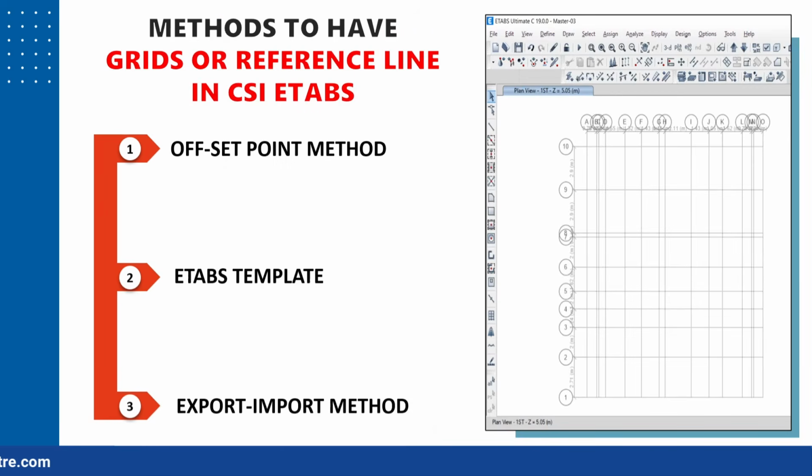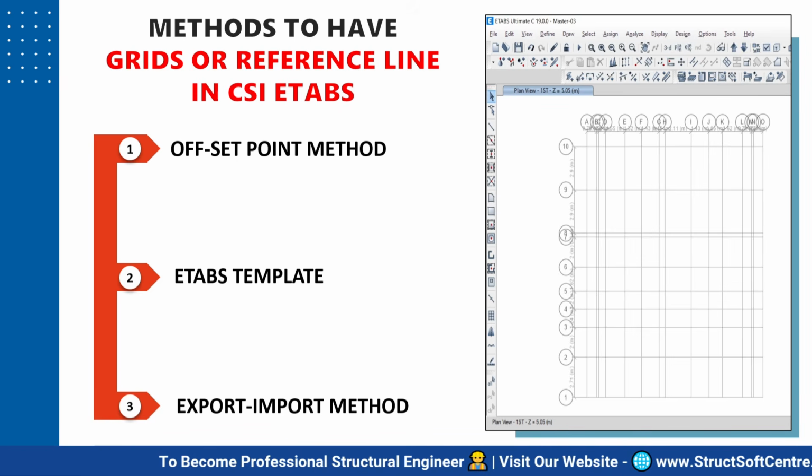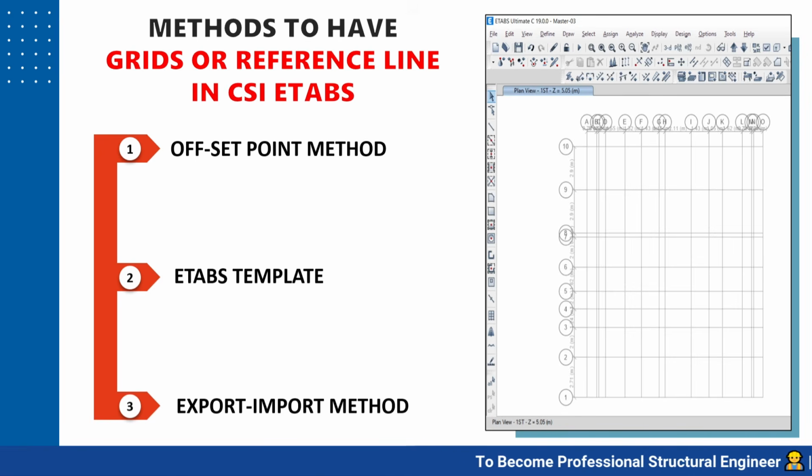And if your model is wrong, all of the later things will be wrong. Your analysis will be wrong, your design will be wrong, your scheduling, detailing, everything will be wrong. That's why you have to take a lot of precision while creating the grid line, the center line, and your reference line in the Etabs software.